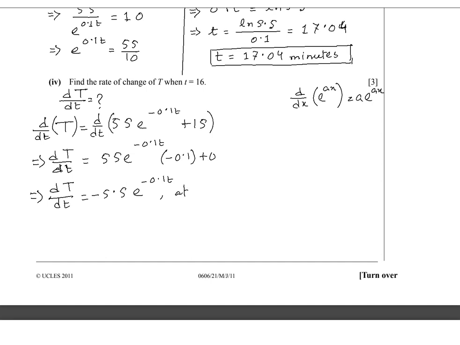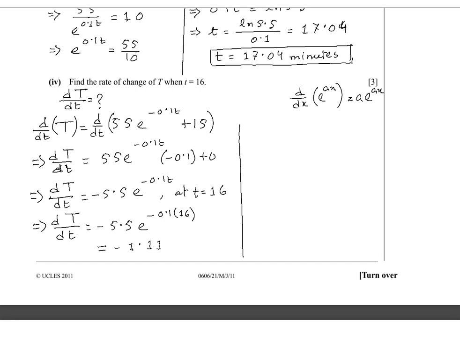Now when t equals 16, our dT over dt can be written as minus 5.5 times e to the power minus 0.1 times 16. Now let's take the calculator again, and using the calculator we get minus 1.11. That is the rate of change of temperature when time t equals 16 minutes. So question 8 is done. Now let's move on to the next question.